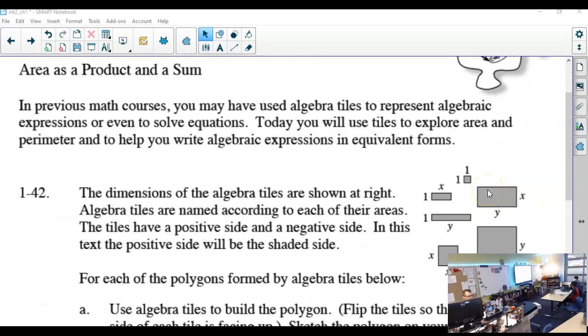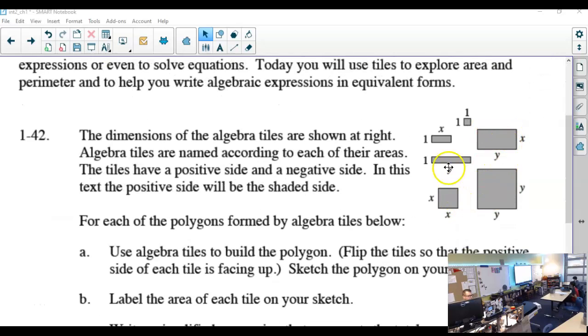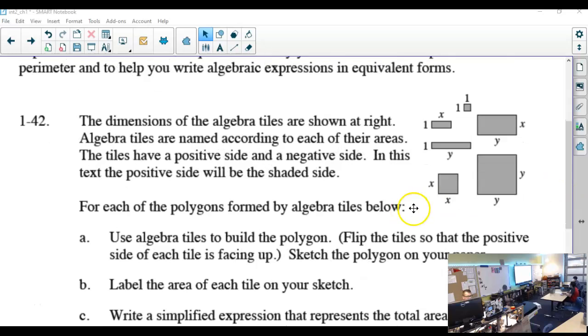Let's go ahead and pull out. So we remember all the names of our tiles, right? Like x tile, x squared tile, y squared tile, xy, 1 tiles, things like that. So go ahead and pull out an x squared tile, 3 x tiles, and 3 1 tiles.